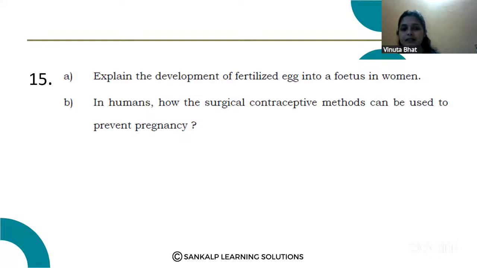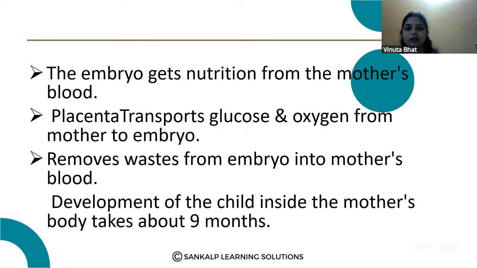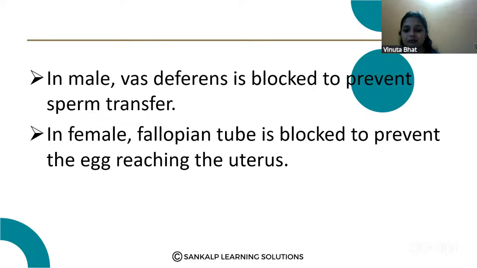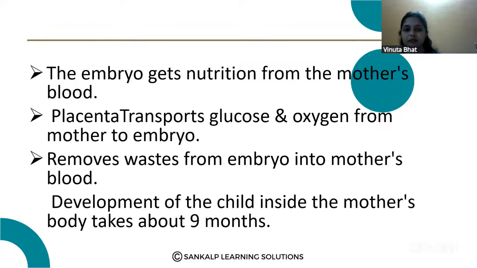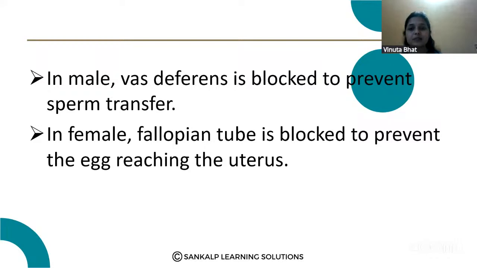In humans, how can surgical contraceptive methods be used to prevent pregnancy? Here, the vas deferens is blocked to prevent the sperm transfer, that is called vasectomy. And in female, the fallopian tube is blocked to prevent the egg reaching the uterus, that is tubectomy.